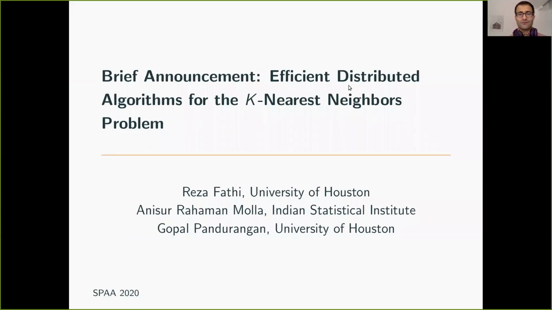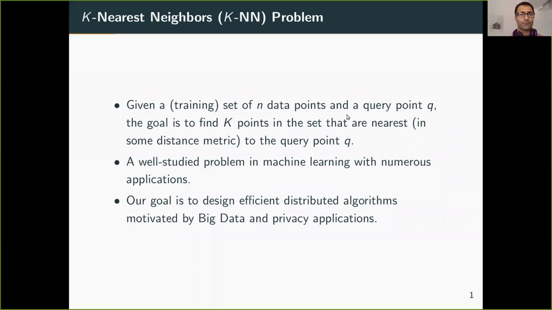Hello everyone, I am Reza Fathi from University of Houston and I am presenting our efficient distributed algorithms for the k-nearest neighbor problem. We call it KNN in short.